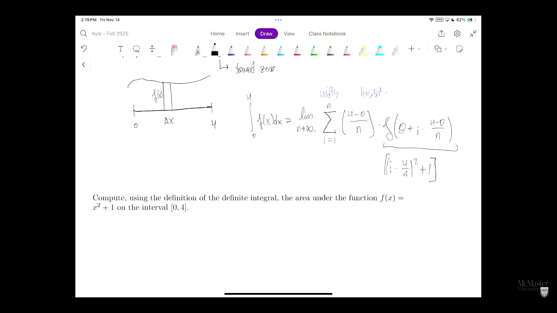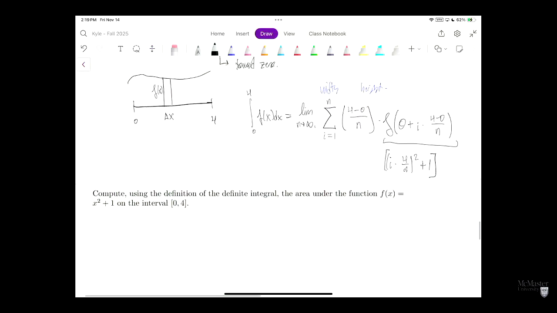The next question says, do the exact same thing but use integration. So we're going to go from 0 to 4 of x squared plus 1 dx, which is just x cubed plus x evaluated from 0 to 4, which is just 4 cubed plus 4 minus 0 minus 0.